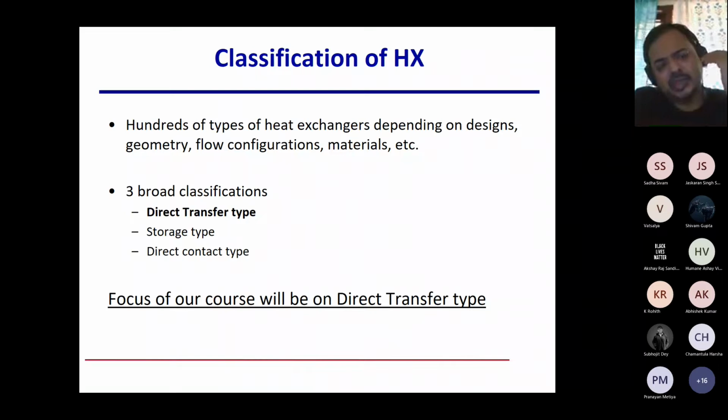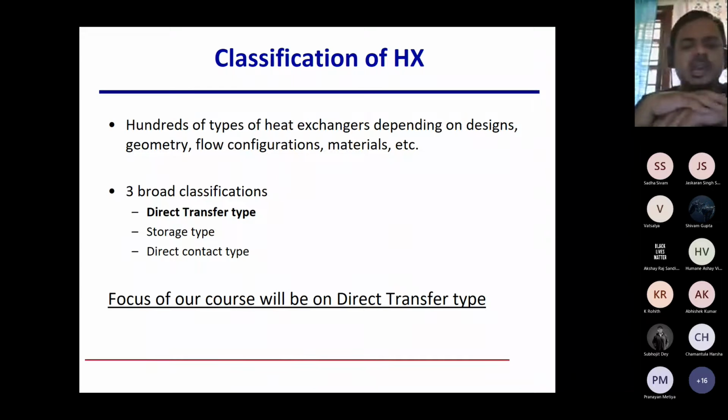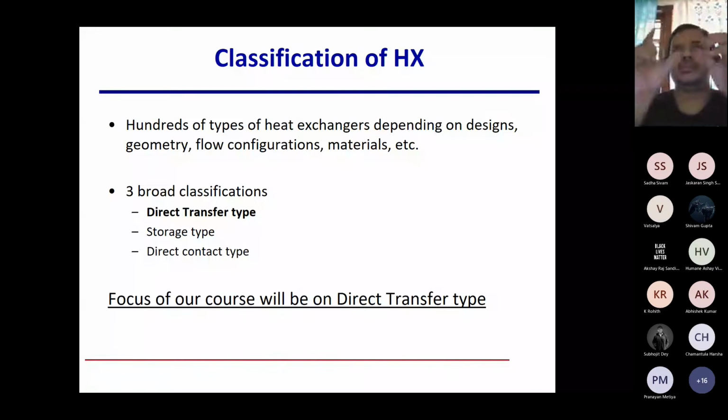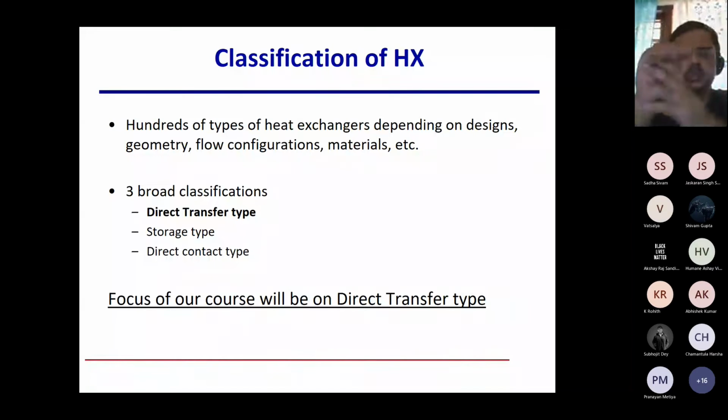All right. For this course, we are going to primarily focus on one type of heat exchanger, which is called the direct transfer type. What is it? I'm going to talk about that. And I'll just allude to two more different types, which are called storage and direct contact, because you should know what they are, just basic definitions.